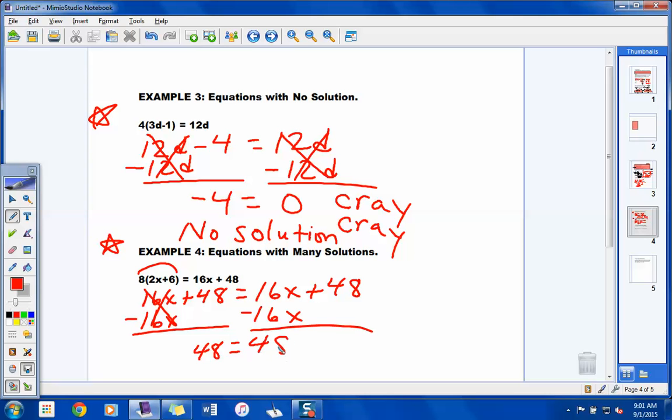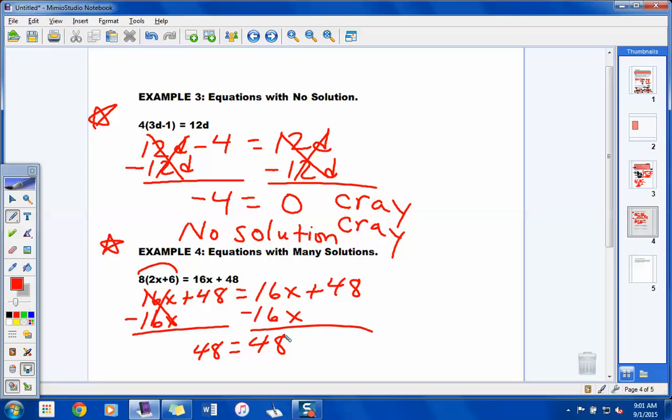Oh boy. Same exact thing as what happened up top. This time, the variables dropped out of both sides because the coefficients were the same. However, unlike example 3 where the comparison in the end didn't make any sense, what's true about the comparison down here? They're the same this time, right? Is that crazy or is that okay? That's okay. 48 is equal to 48.